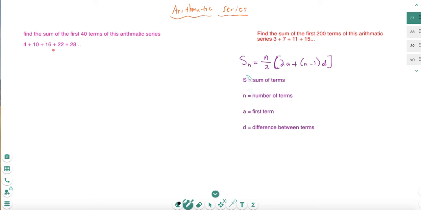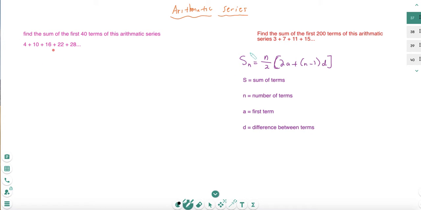Now over here, I've written down what each value means. S means the sum of the terms, n means the number of terms we're adding, a means the first term, and d is the difference between the terms, aka the common difference, all right? So whenever you're asked to add an arithmetic series, straight away I'm going to my formula sheet and copy out this formula, all right? Now just fill it in.